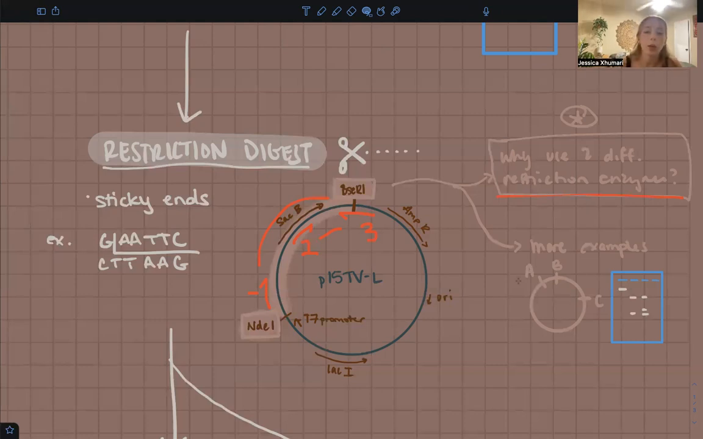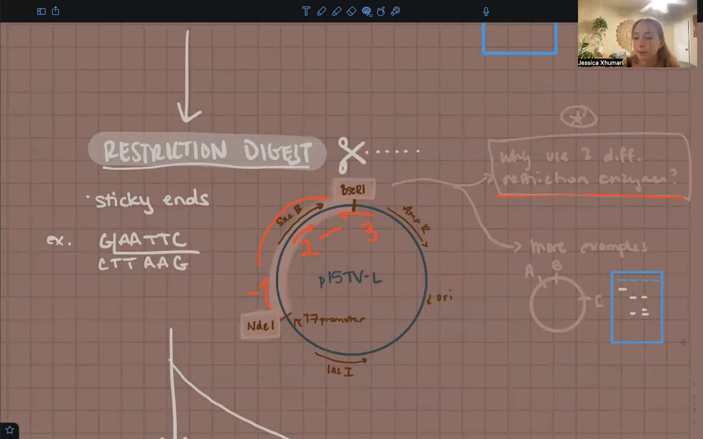Okay, so if you have 2 different types of restriction enzymes with different sticky ends, then there's no way that the gene can insert in the wrong direction. If you have 2 of the same restriction sites, then it's possible it could be flipped. All right, so please be familiar with restriction enzyme analysis.